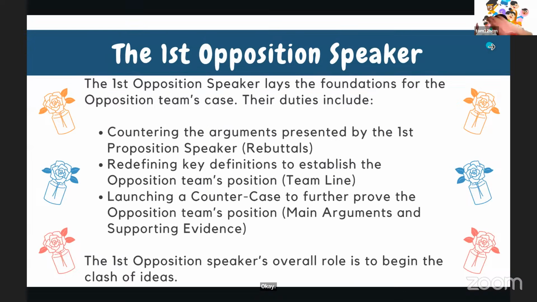Okay, then I'll just pass it to the next person. No, no, you do not do that. It's up to the following speaker to rebut the arguments of the previous speaker. So the second opposition speaker cannot rebut the arguments of the first proposition. Only the first opposition speaker can do that.